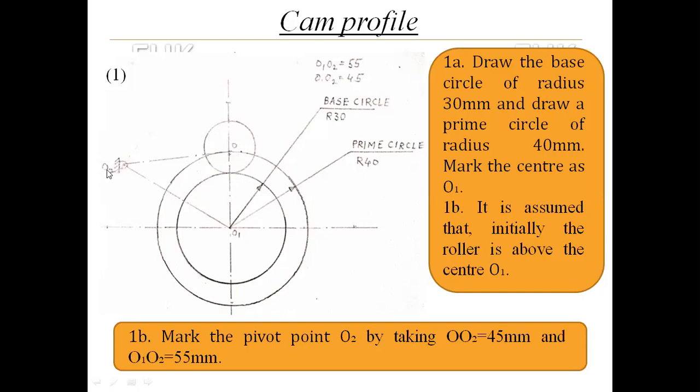With the distance in the compass which is given, 45 mm, the length of the arc, with O as a center I will draw the arc. Then with O1 as a center and 55 mm length in the compass, I will cut the previous arc where I get the intersection point. That intersection point will be O2. In this way, I will plot the fulcrum point.